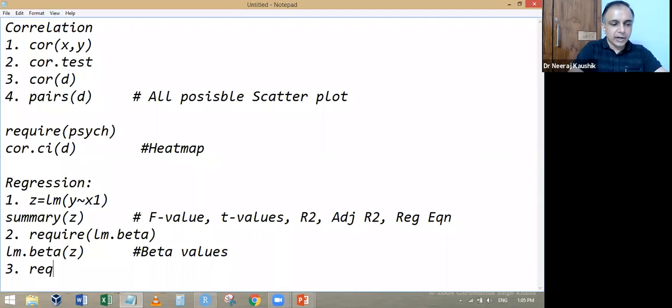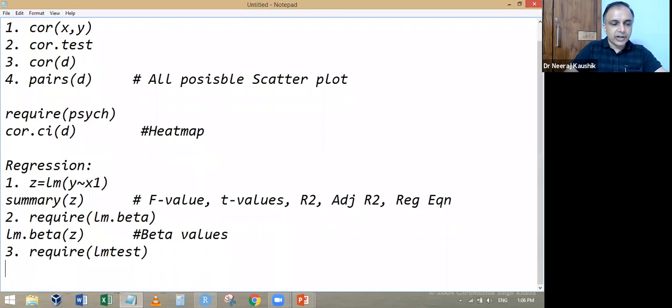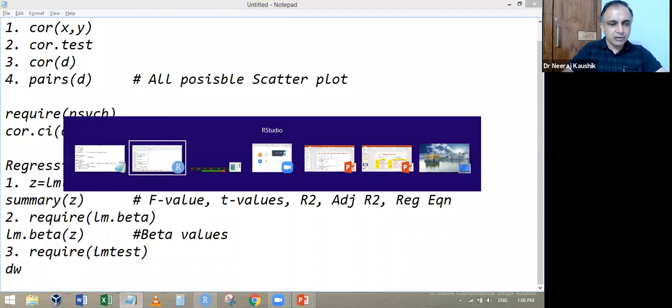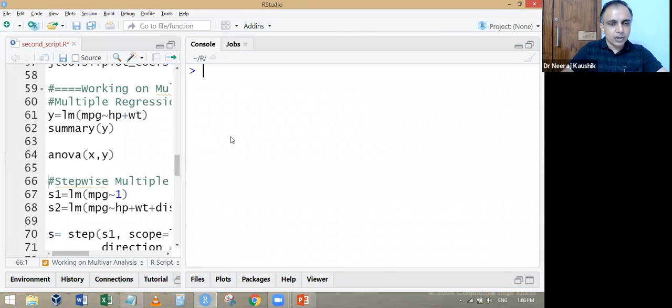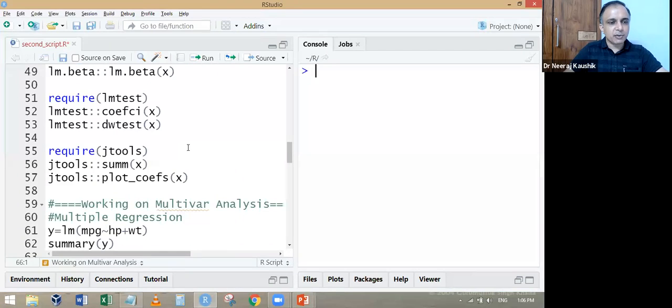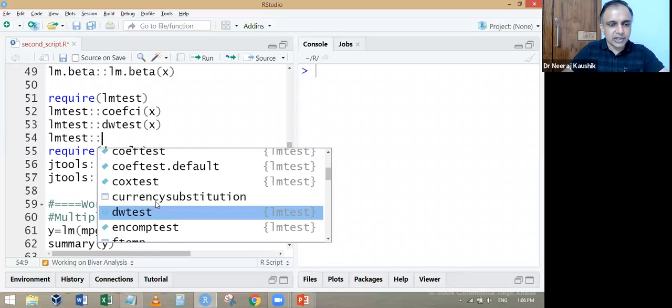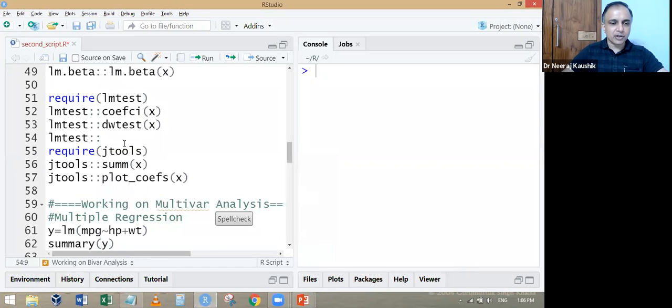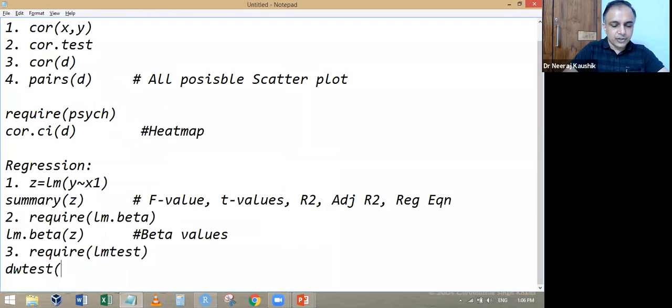Next thing I do require is lmtest. What is it used for? It is used for three things. DW, that is the Durbin-Watson. Let me check whether it was the same. I have been using it for three years, but I don't remember, and I never feel I should remember it, because I know I will write lmtest colon and then search for it. What was the test? So I never remember it, and there is no need to. It's the dwtest, Z.